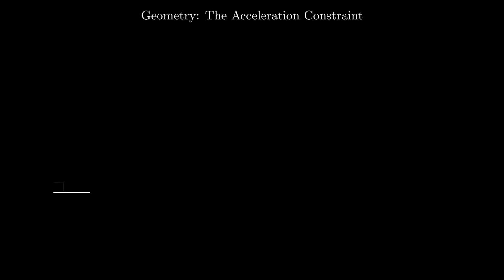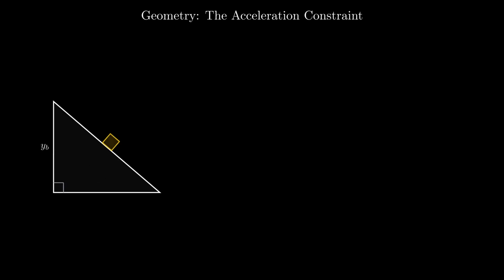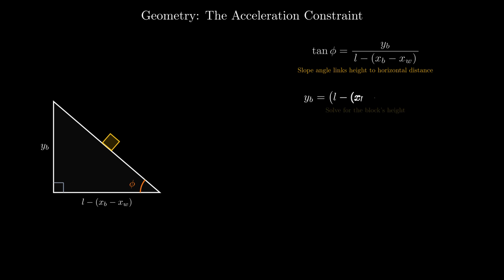Start with the geometry. Drop the block's height, y sub b, straight down to the base. The horizontal distance from the block to the lower corner is L minus the quantity x sub b minus x sub w, where L is the fixed wedge length. The slope angle ties them together. Tangent of phi equals y sub b divided by that horizontal distance. Solve for the height. y sub b equals the horizontal distance times tangent of phi.